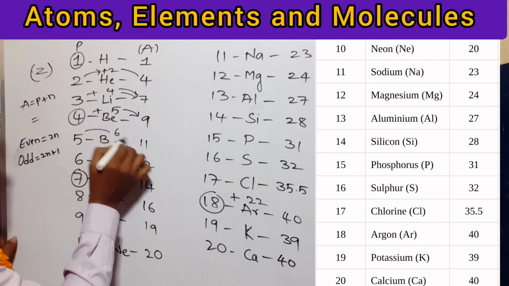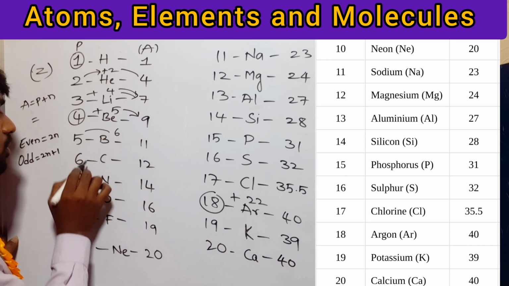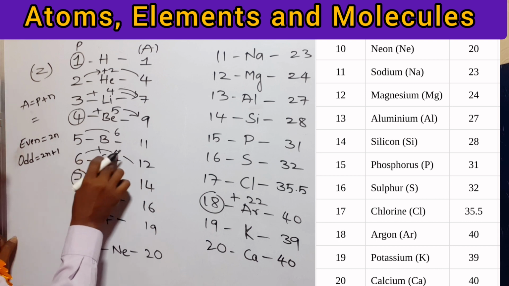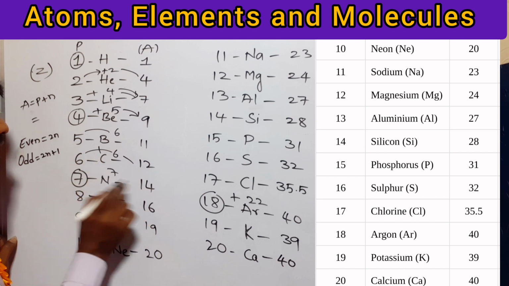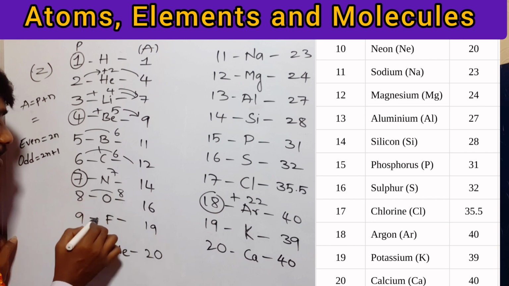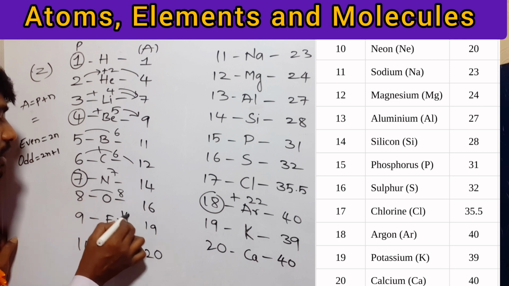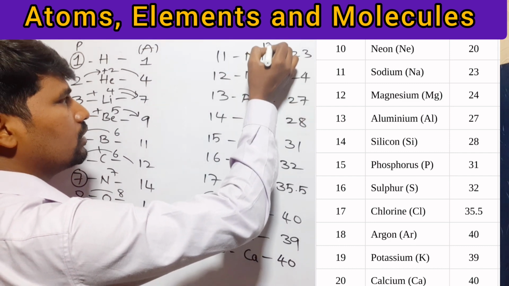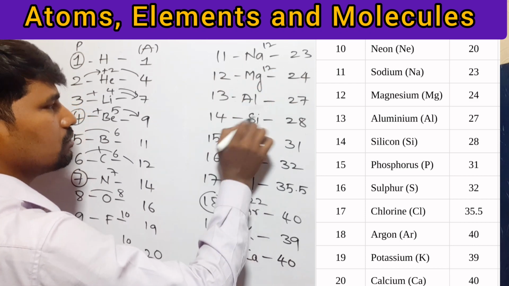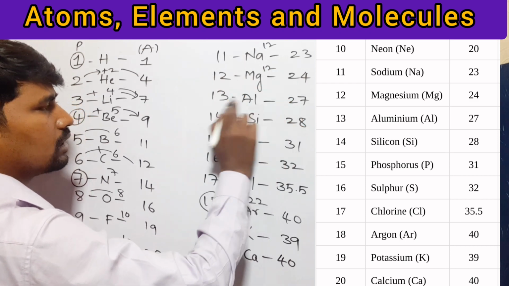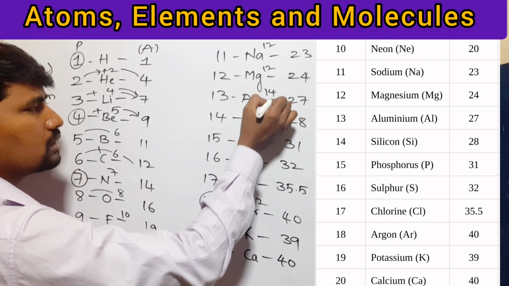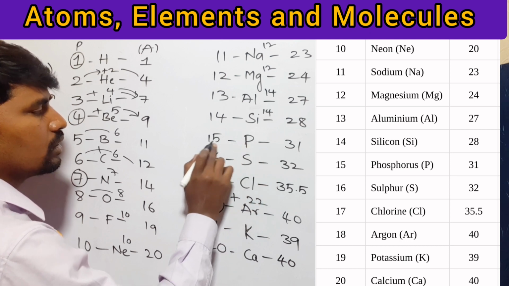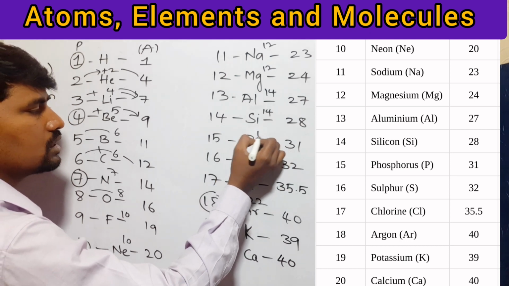5 + 6 is 11. So 6 neutrons in boron, 6 neutrons in carbon, 7 neutrons in nitrogen, 8 neutrons in oxygen, 9 + 1 is 10 neutrons in fluorine, 10 neutrons in neon, 11, okay, 12 neutrons in sodium, 12 neutrons in magnesium, 13 to 26 but 1 extra, so 14 neutrons in aluminium, 14 neutrons in silicon, and phosphorus also 15 + 15 is 30 but 1 extra, so 16 neutrons.